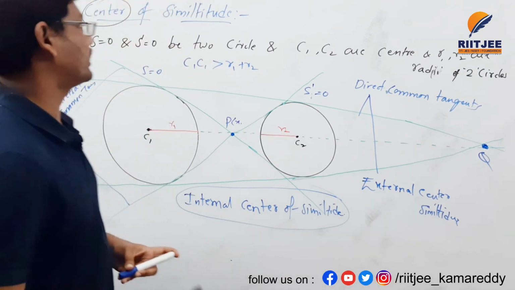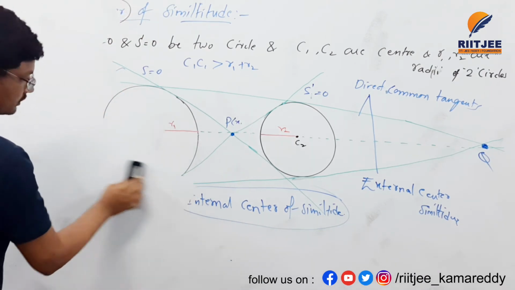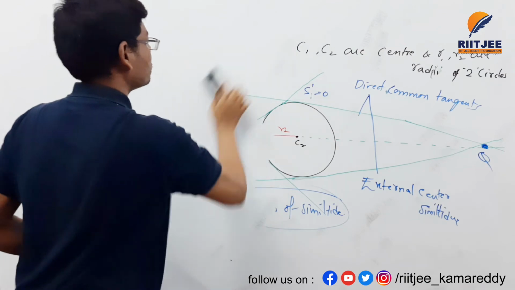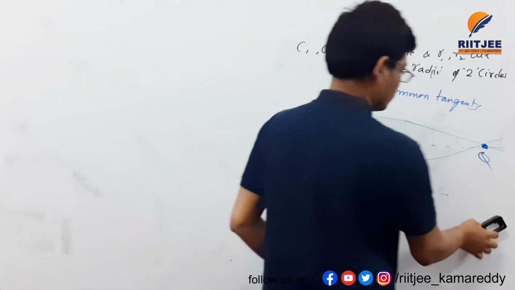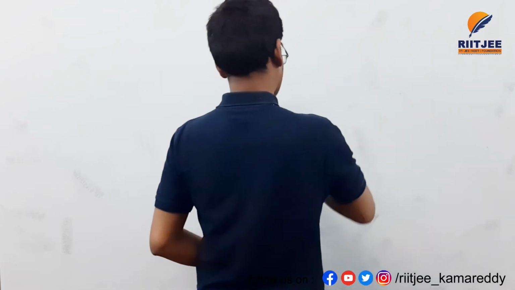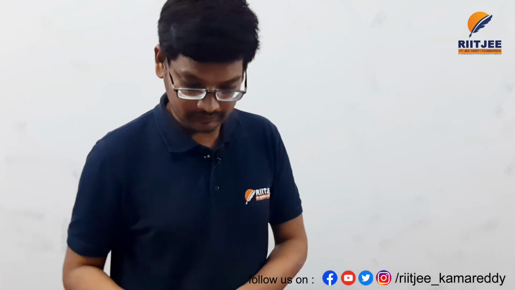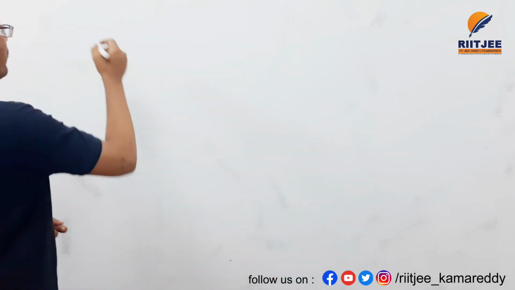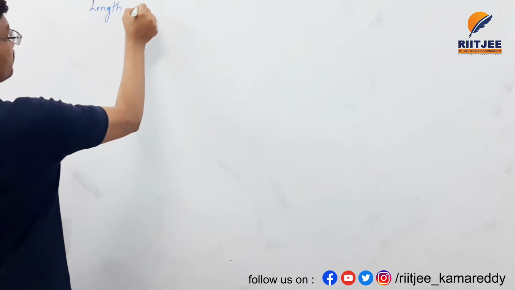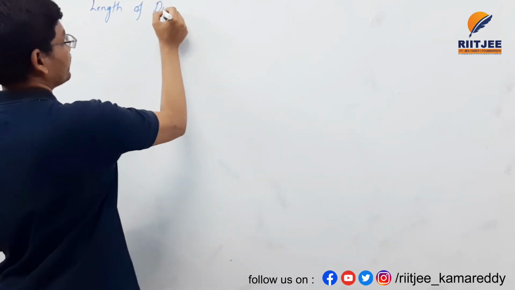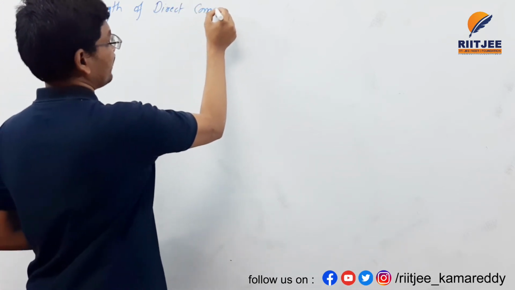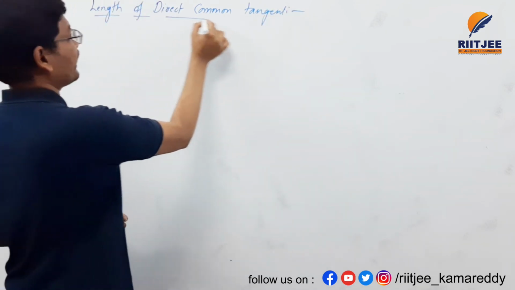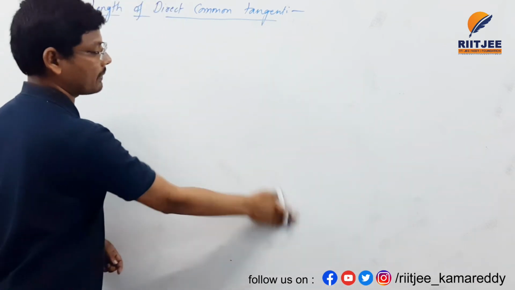And the next concept is the length of direct common tangent. This is the final concept of the circles chapter here.